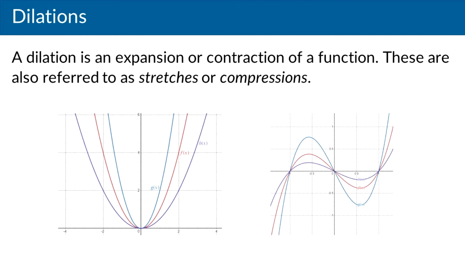We'll start with a dilation. A dilation is an expansion or a contraction of a function. We often refer to them as stretches or compressions. And what this means is it's a transformation that adjusts the shape of a function and its size, but not affecting its position or orientation.